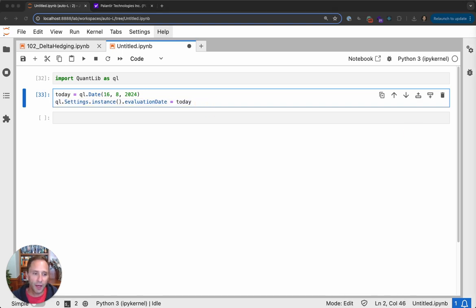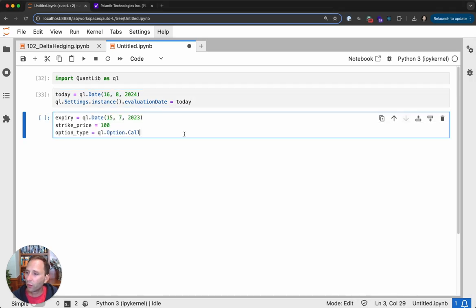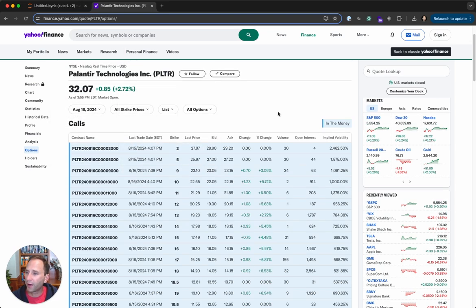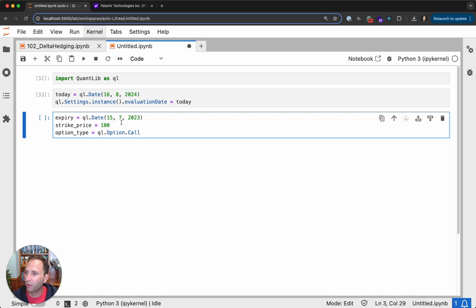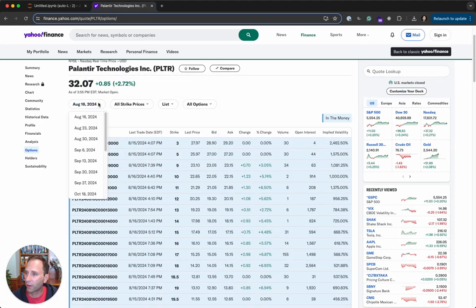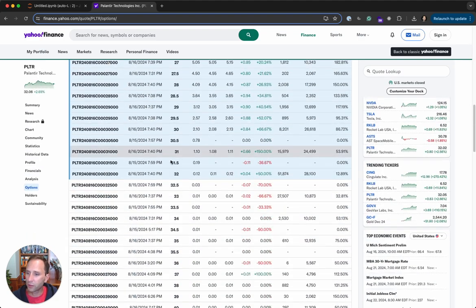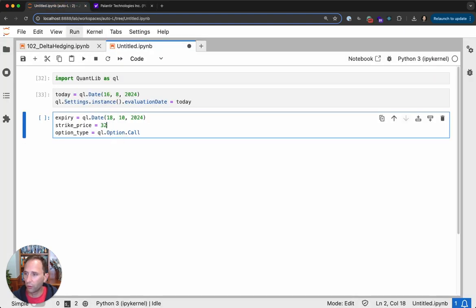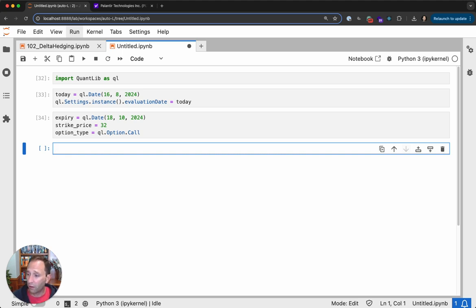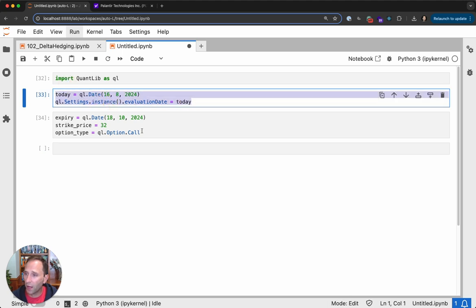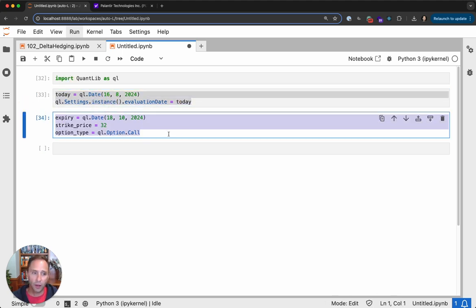The next thing we want to do is actually define our option. So let's go out to Yahoo Finance and find an option on Palantir. So first thing we need to do is get the expiration date. So let's look out, I don't know, a couple months and say, we'll get the monthly, October 18th, 2024. And we'll pick an in the money or at the money strike, let's just say $32 on the call, okay? So now we've basically defined our option. We are evaluating the price as of today, and this is the expiration and strike of that call.